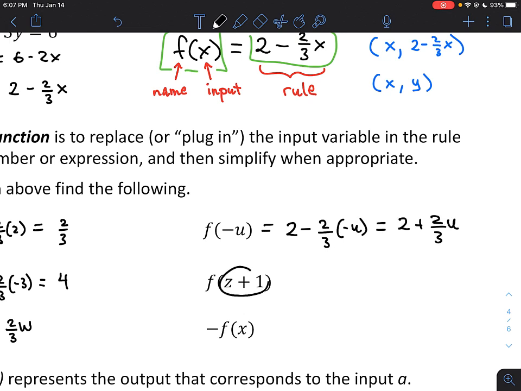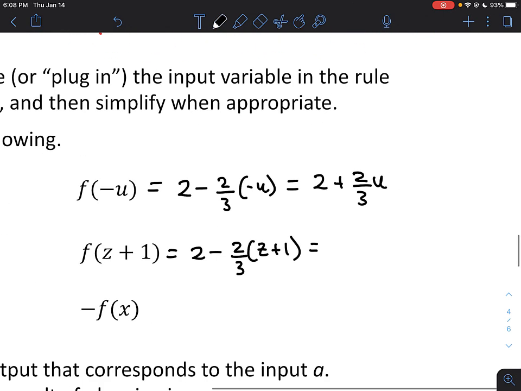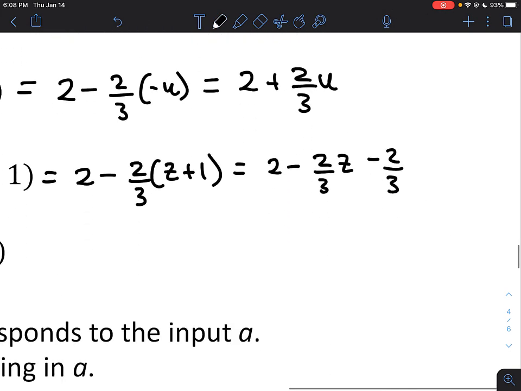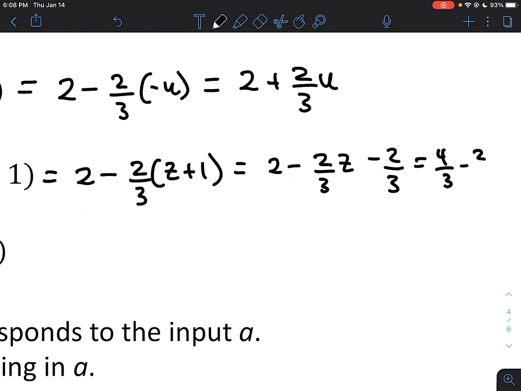You can plug in z plus 1. So this would be 2 minus 2/3 of z plus 1. And I usually cross my z's when I'm handwriting them. Let's go ahead and distribute the negative 2/3 and just see what this simplifies to. So we have 2 minus 2/3 of z, and then minus another 2/3. And now I can combine this 2 and this negative 2/3. That's the same thing as 6/3 minus 2/3, that's 4/3. So in the end, I get 4/3 minus 2/3 of z.